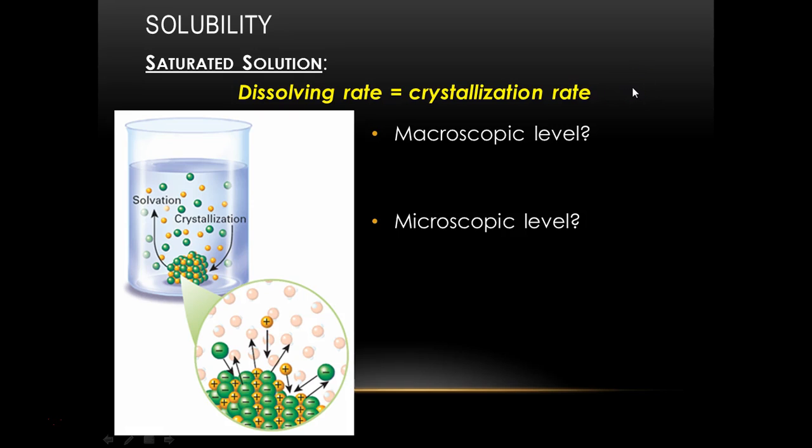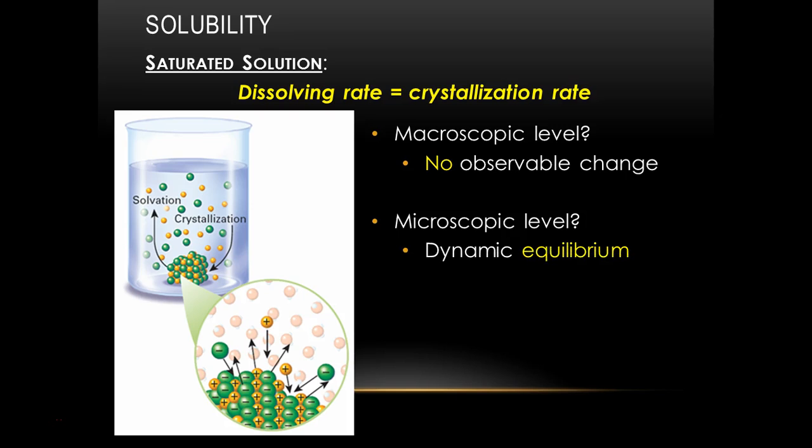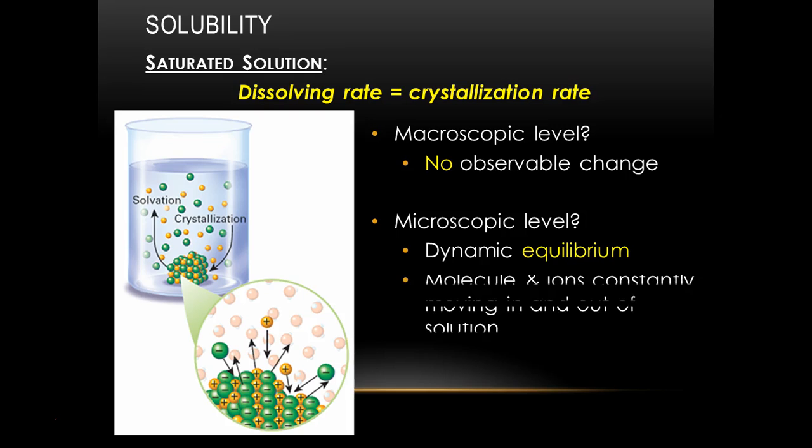On the macroscopic level, from our human eye, we see nothing happening. Can't see anything. It still looks like just a solution, a homogeneous solution. On the microscopic level, it is moving. Those ions and molecules are moving in and out of solution constantly. Very dynamic. So that's what that says. The molecules and ions are constantly moving in and out of solution.